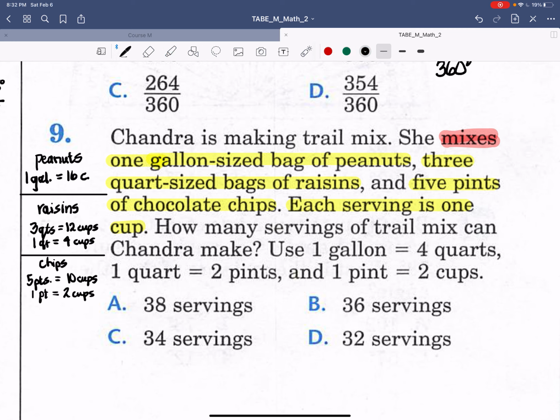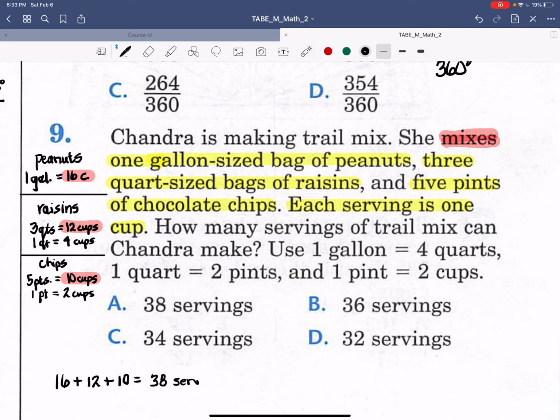Mixing is addition. So I'm going to say 16 plus 12 plus 10. And let me show you where I'm getting that. There's the 16 cups of peanuts, the 12 cups of raisins, and the 10 cups of chocolate chips. So she has 16 plus 12 plus 10 cups of trail mix. That is 38 servings.